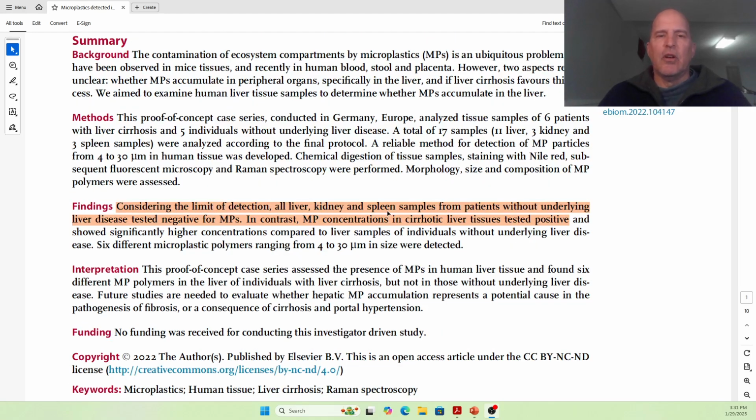Considering the limit of detection, all liver, kidney, and spleen samples from patients without underlying liver disease tested negative for microplastics. That means all the healthy tissues, livers, kidneys, and spleens, did not have any measurable amount of microplastics in them. However, in contrast, microplastic concentrations in cirrhotic liver tissues tested positive. So cirrhotic tissues are just damaged liver tissues. These came from people who were undergoing liver transplants. So the livers that were removed, the cirrhotic livers, did test positive for microplastics. So that's the report. Let's look at their data and see if it holds up.